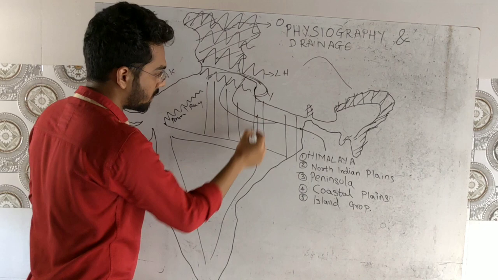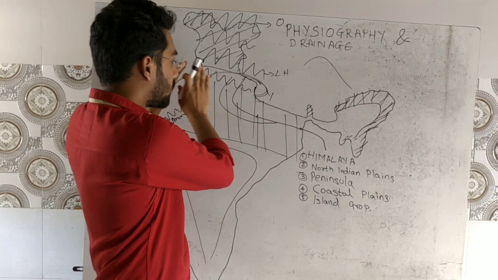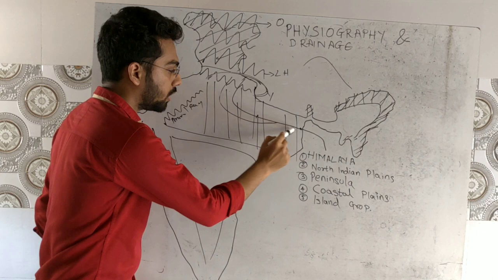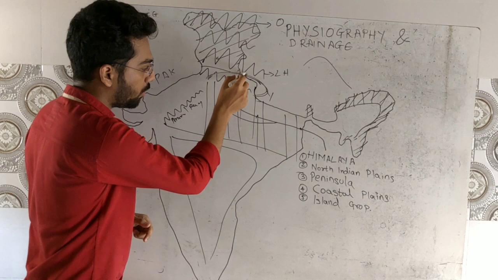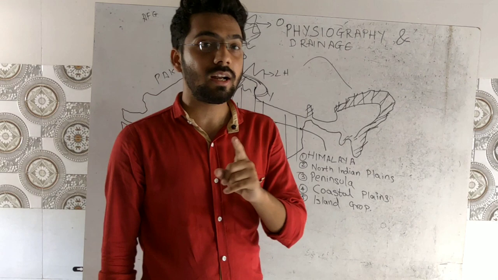So the part lying to the east of Aravali is formed due to the depositional work of river Ganga and river Yamuna. Therefore, it is differently described as the Ganga River plain or Ganga River basin.